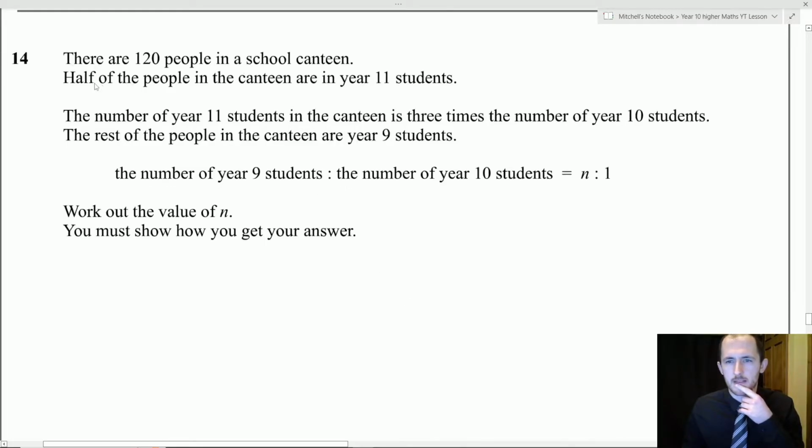New people school canteen, half of the people are year 11. Okay, this might be a bit tricky. Maybe? I'm hoping something's going to catch you guys out at some point. And we'll go through in just a second. Sorry, I'm just checking something.